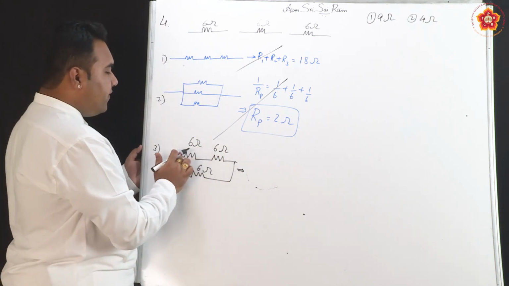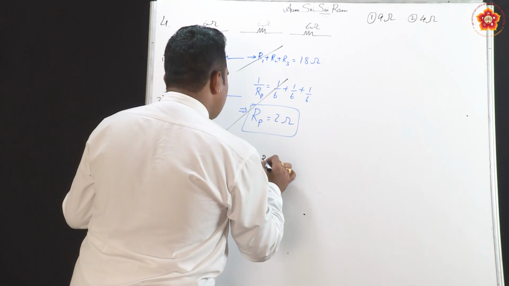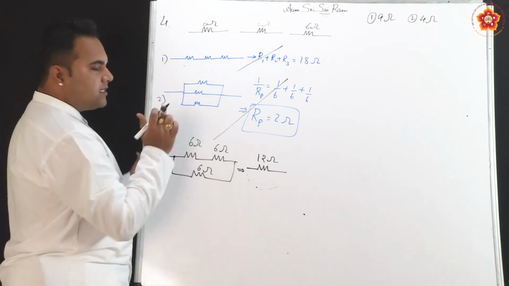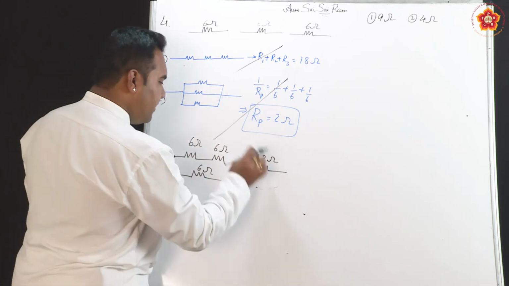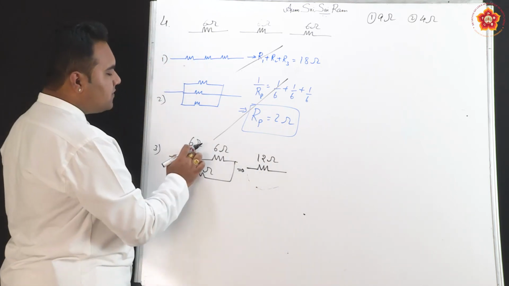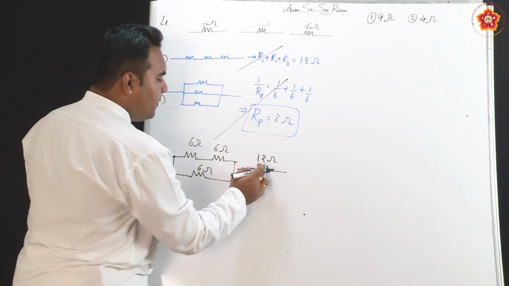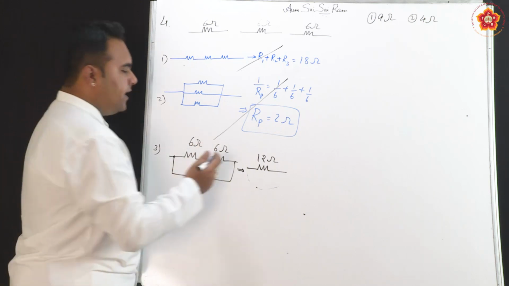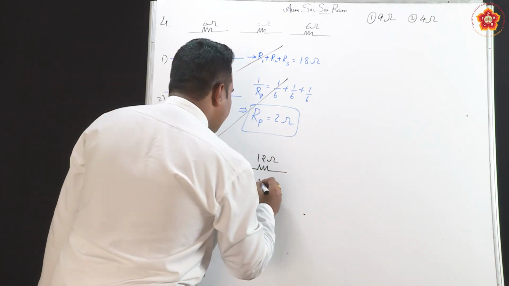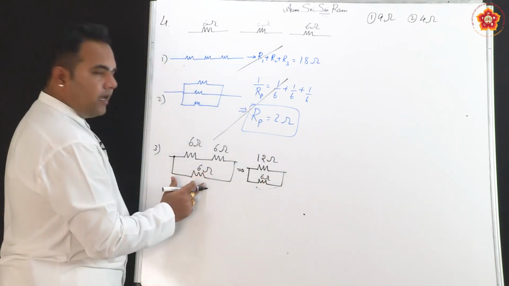So what will happen if you simplify these 2 connected in series? The effective resistance will be one single resistor of value 12 ohms because R1 plus R2, 2 resistors are connected in series. The final resistor will have a total of 6 plus 6, 12 ohms. So these 2 resistors are now replaced by one single 12 ohm resistor, the effective resistance. And to this 12 ohm, we are connecting another, the third 6 ohm in parallel.